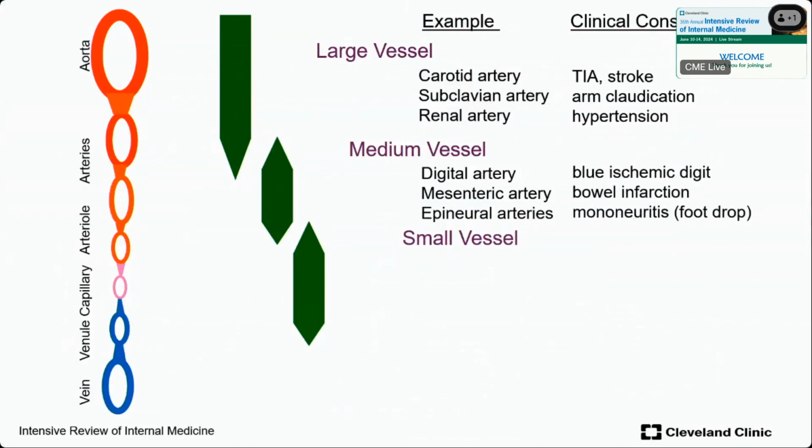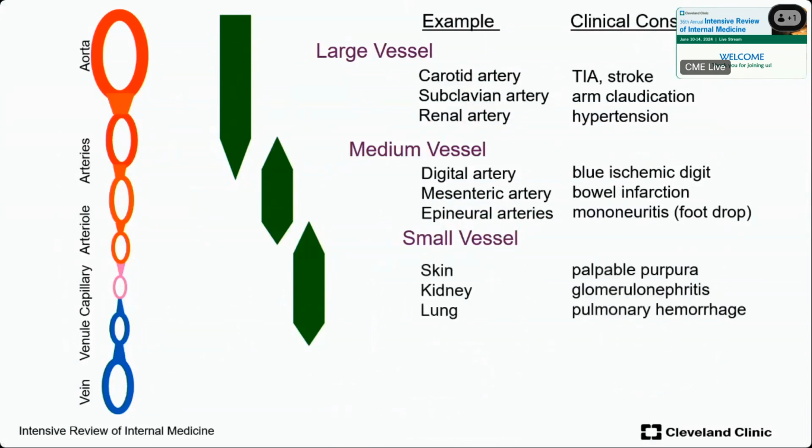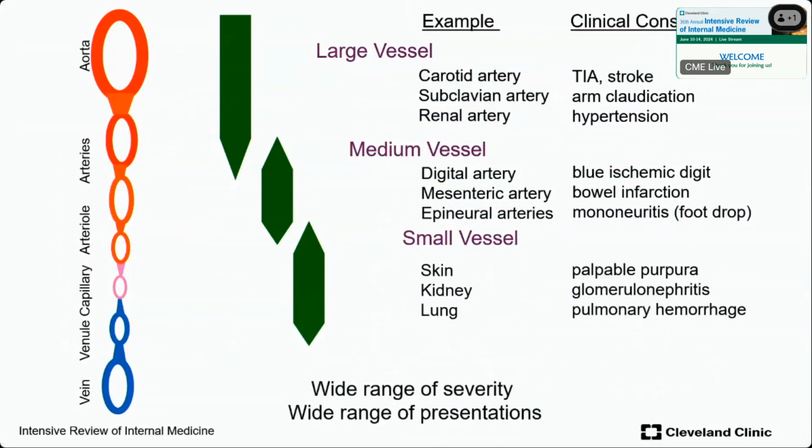And when the epineurial arteries are affected, patients may present with a mononeuritis multiplex, such as a wrist or foot drop. With the small vessels, again, we saw previously about cutaneous vasculitis presenting as palpable purpura. The kidney would be glomerulonephritis. And in terms of the lung, this can manifest as pulmonary hemorrhage. So this is why we can see both a wide range of severity that occurs within vasculitis and also the wide range of presentations that our patients may have.